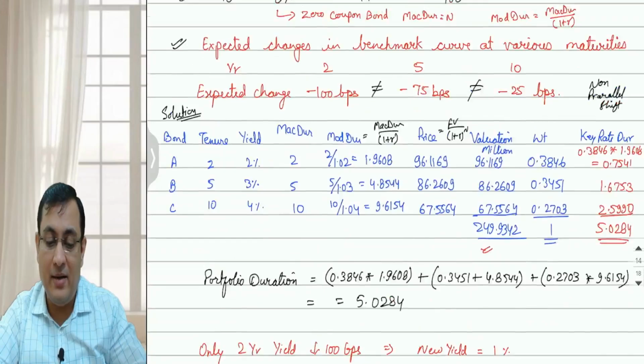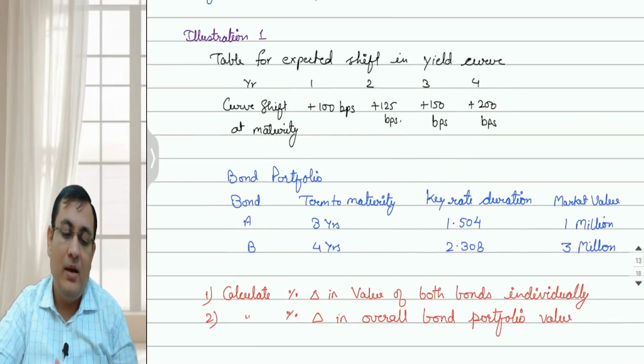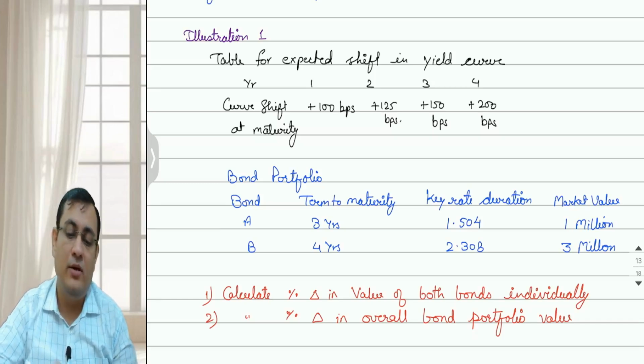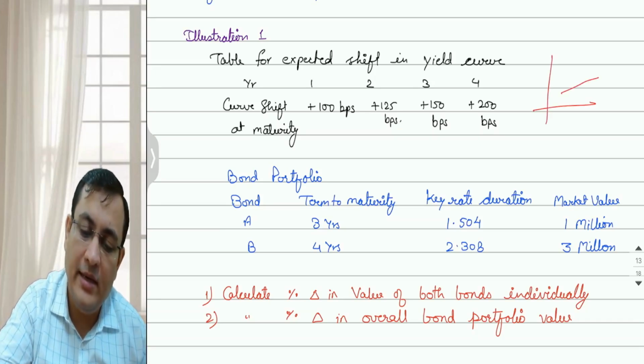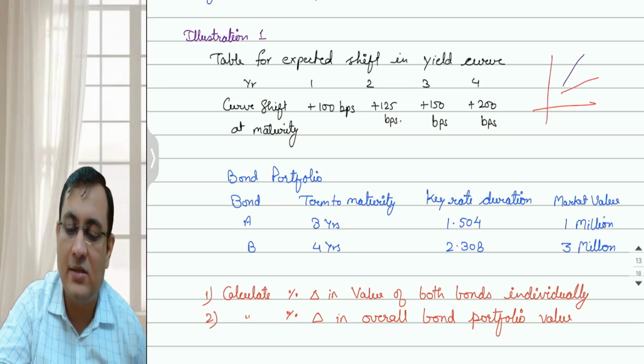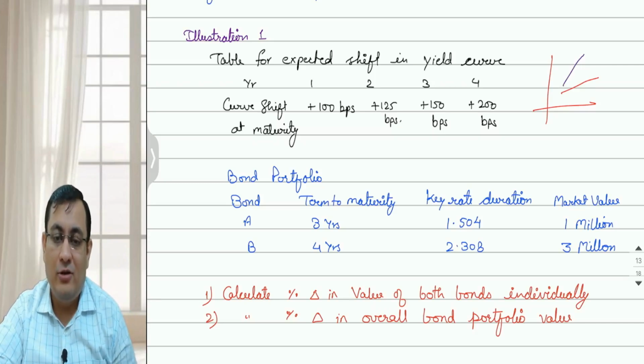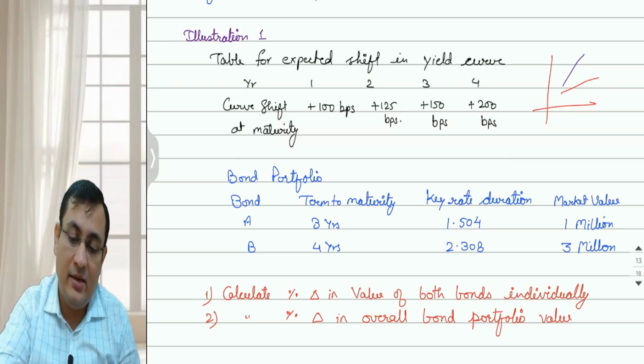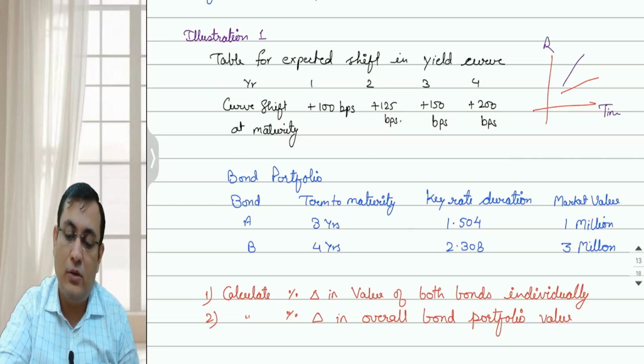So next, one more illustration. The table for the expected shift in the yield curve for 1, 2, 3, 4 years is as follows. Now here the yields are increasing. At 1 year tenure, yield is going to shift up by 100 basis points, then 125 basis points. So it looks like this is the original yield, and now the new yield will be like this. At a shorter tenure, the yield is changing by 100 basis points, but as time moves ahead, the change is also going more up; more steepness is coming in the rate with respect to time.